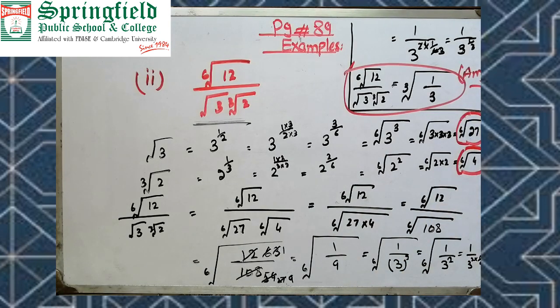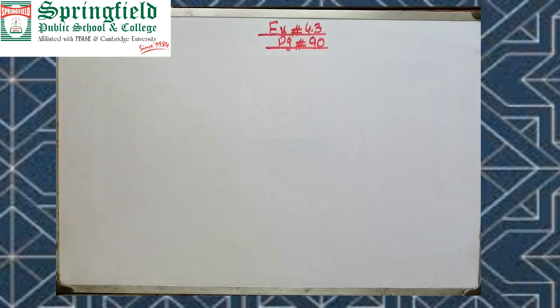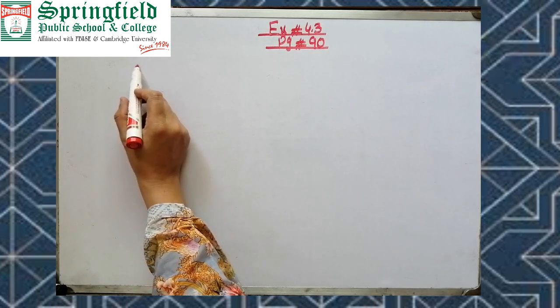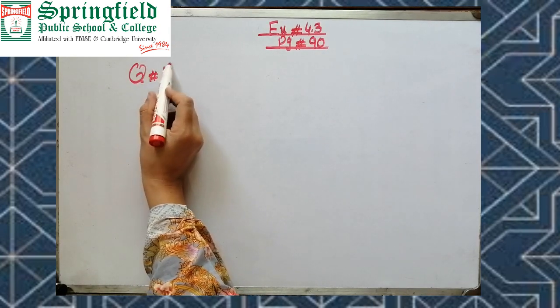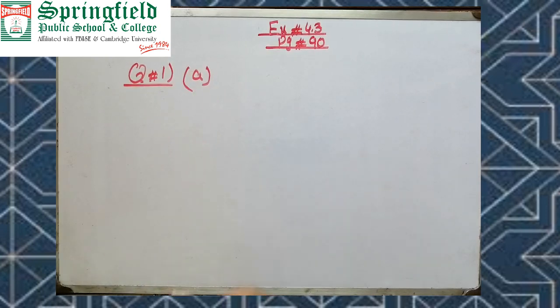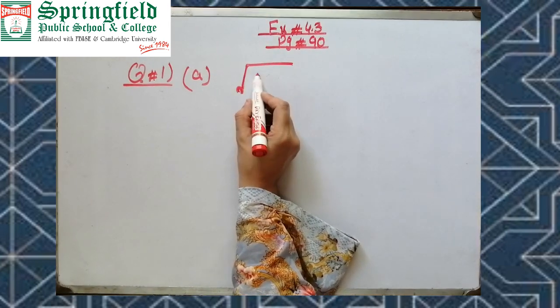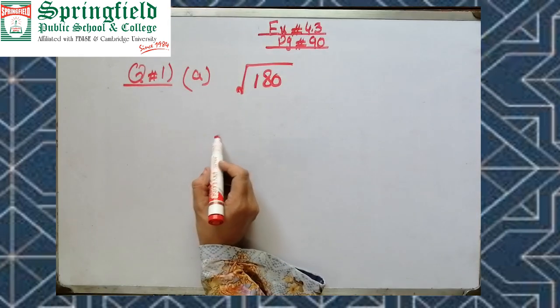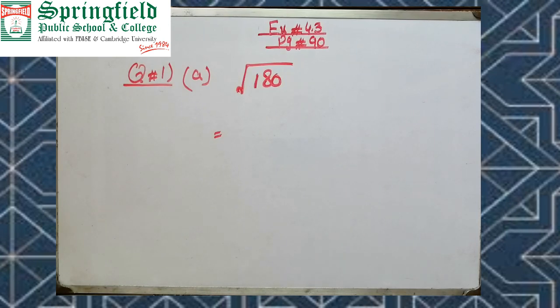Understood, beta? Okay. Now after the explanation and examples, now come on the exercise questions. Okay, now exercise 4.3 and the page number is 90. And the question 1 is express each of the following in the simplest form, means simplify it. So question 1, A part. Look at the A part, how we can simplify it. Under root 180. So beta, how we can simplify it?